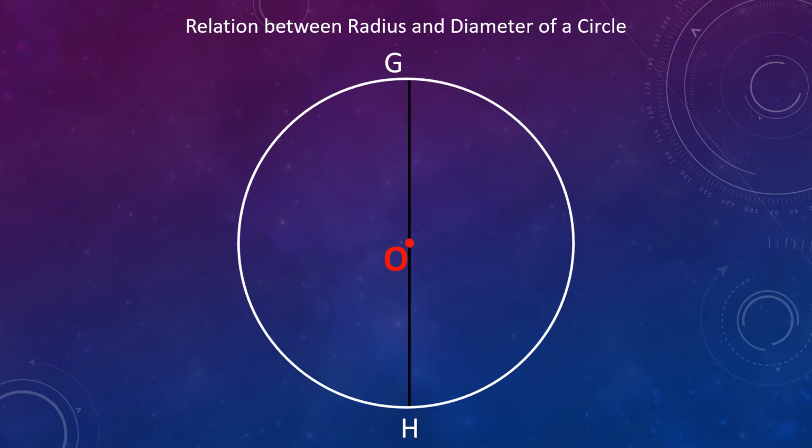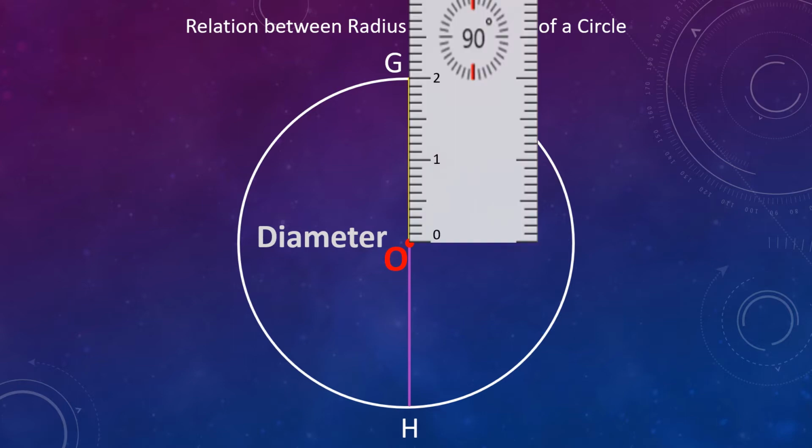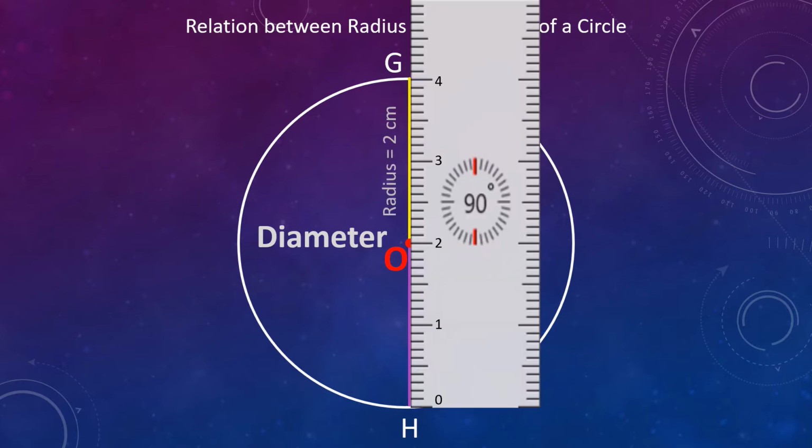Yes, GH is a diameter. And OG and OH are the radii. Let us measure radii OG and OH. What do you see? Yes, OG is equal to 2 centimeter and OH is equal to 2 centimeter. Let us measure diameter GH. Look carefully. Yes, GH is equal to 4 centimeter.